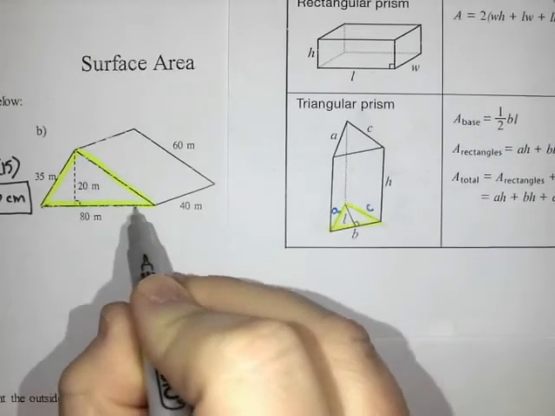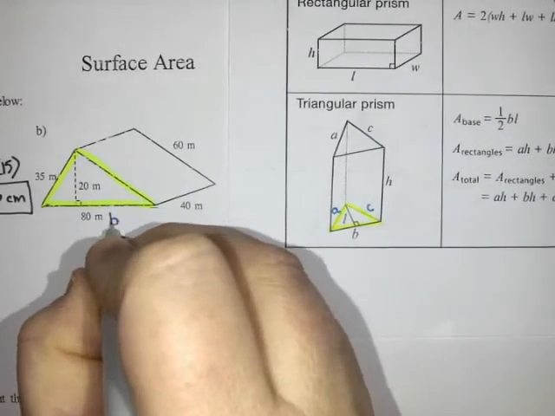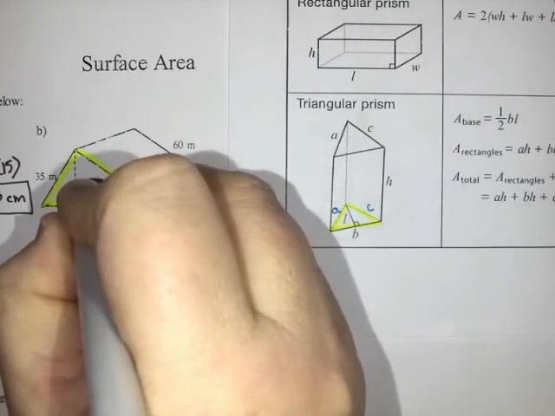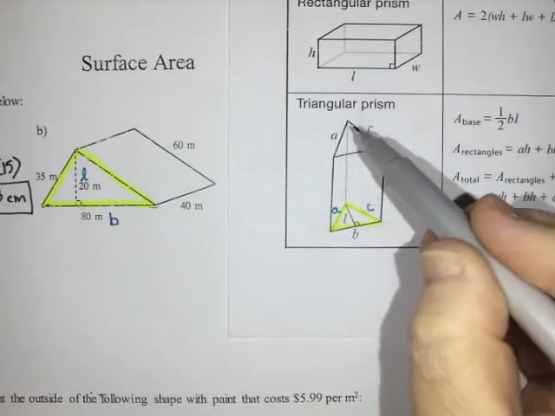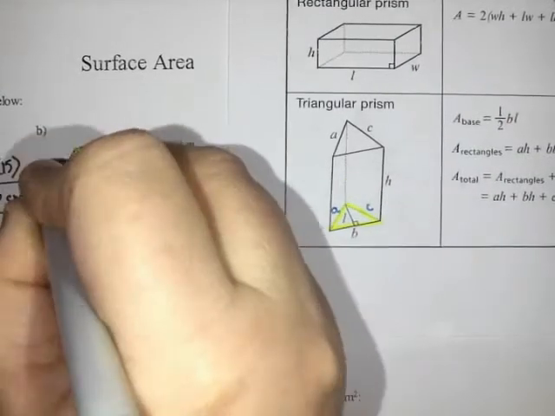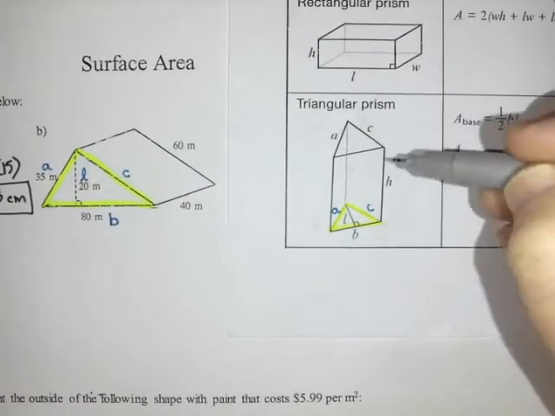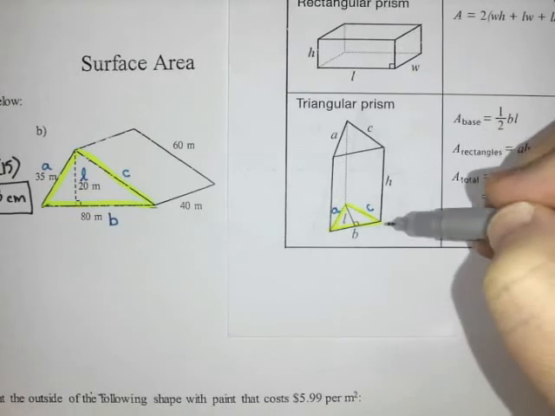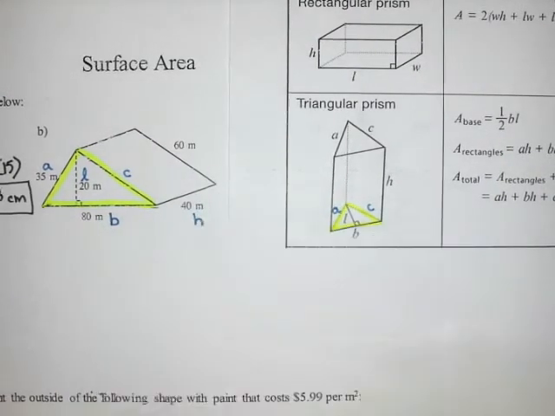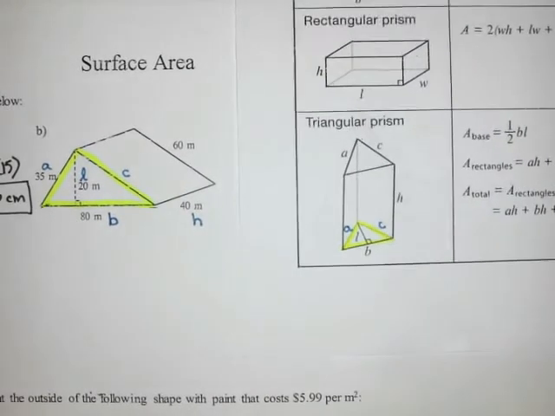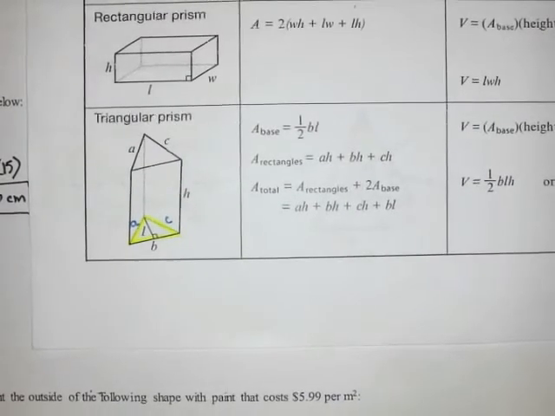So here I have a side and then the inside that meet at 90 degrees, which means 80 meters is my base and 20 meters is my length. Now the other two sides on my formula sheet are A and C, so I'm going to call this one A and this one C. And then the other side is called the height, which would be this part here. For surface area, the formulas on our sheet are broken down for us.